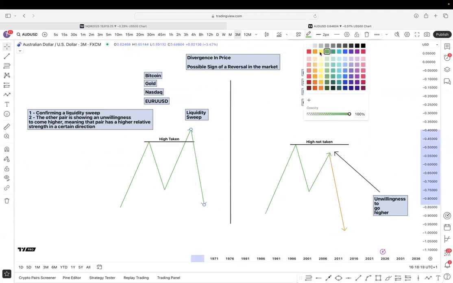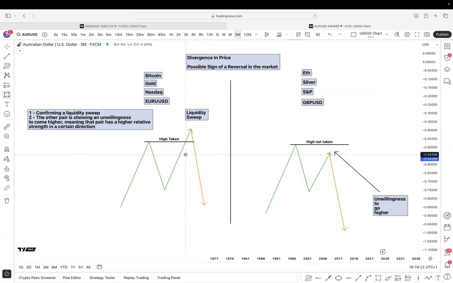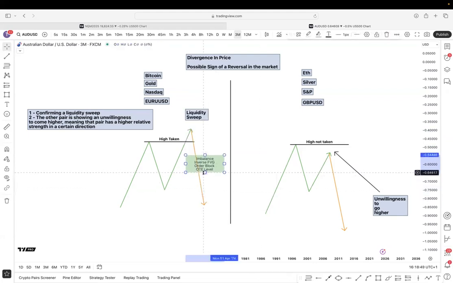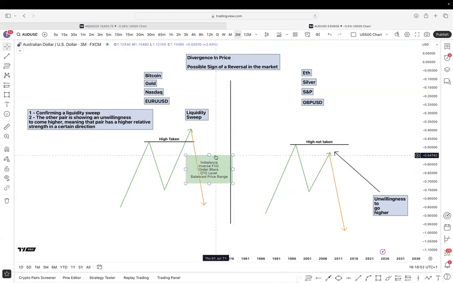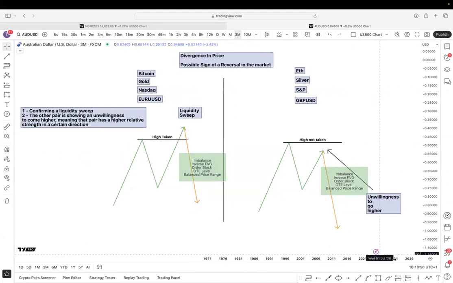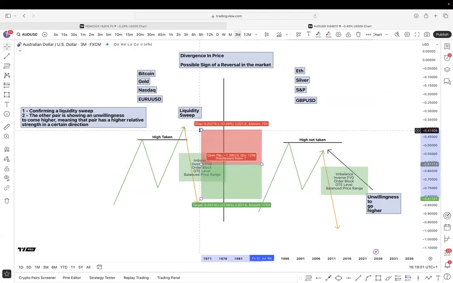And within this particular area here, I am looking for some form of imbalance. That could be an inverse fair value gap. It could be an order block. It could be an OTE level. It could also be a balanced price range. And basically, when we see these particular levels in play, after divergence has happened, that is going to give us an entry in the market.